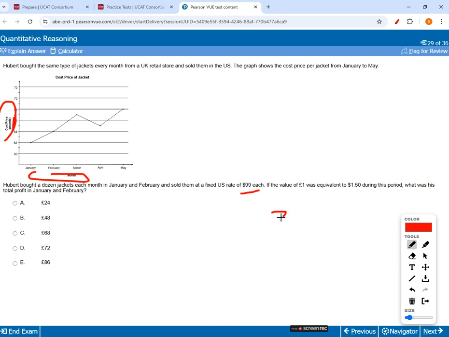What are you going to do? Now, £1 is equal to 3/2. You said, what is 1.5? Yes, people, it is 1.5. I'm converting it into a fraction. The brain works faster with a fraction. So £1 is equal to 3/2 US dollars. What was his total profit?